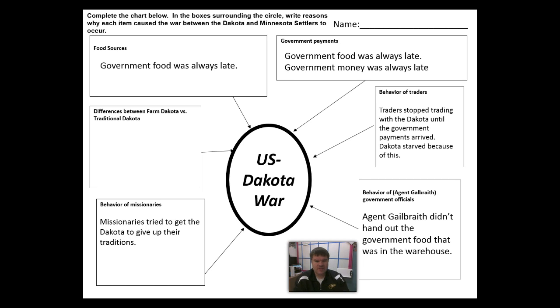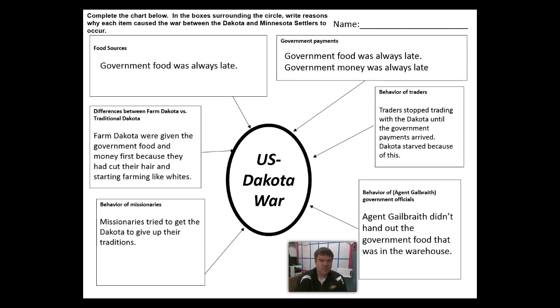Now, while all of this is going on, there are groups of people called missionaries who are there to try and convert the Dakota into Christians. And the missionaries tried to get the Dakota to give up their traditions, to cut their hair short, to farm like whites, go to church like whites, go to school like whites. And that creates some tension, because you had the Dakota who wanted their food payments, and there were the Dakota who didn't want to give up their traditions.